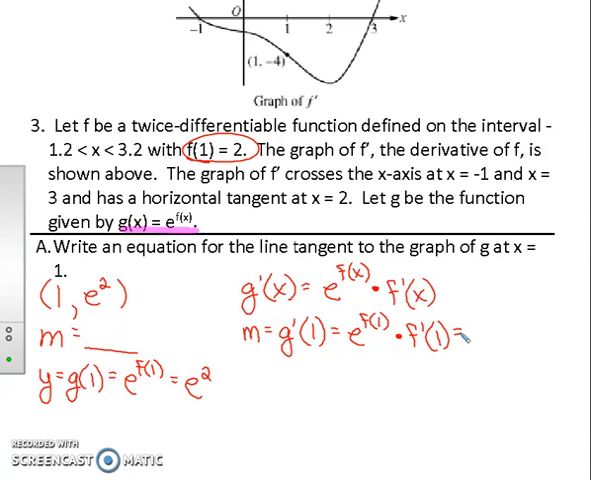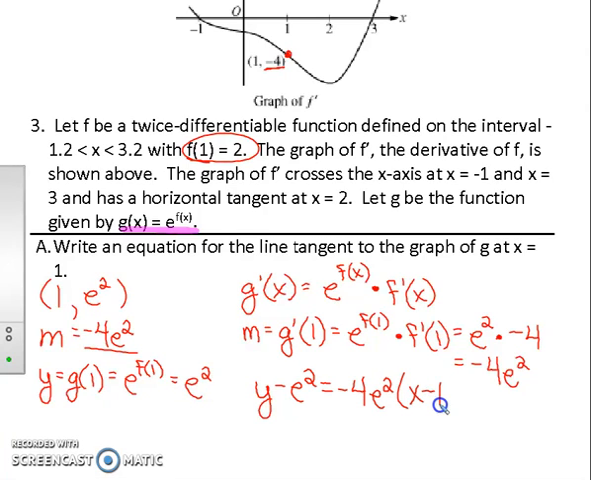Well, we already figured out before that e to the f of 1 is e squared. To find f prime of 1, the graph of f prime is given at the top, and if you go to where x is 1, there's your function value. So that's times -4. So my slope is -4e squared. The decimal value for that was -29.556. Then once you have all that information, it's just a matter of writing it as a tangent line equation, like that.